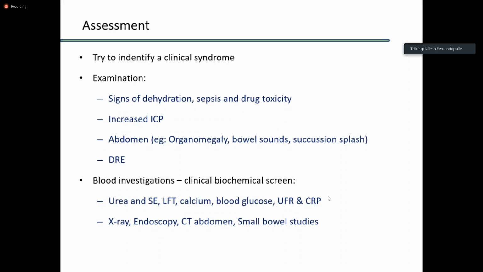In patients who have vomiting, the problem might actually be in the rectum, not in the stomach or the esophagus. They might just have chronic constipation. And if you just put in an enema and relieve that constipation, the whole vomiting cycle will be removed. So a DRE is also very useful in vomiting patients. A few investigations you can do: blood urea and electrolytes, liver profile, calcium, blood sugars, urineFR to see whether there are infections, CRP. Now you don't need to do a gamut of investigations, but a few things.